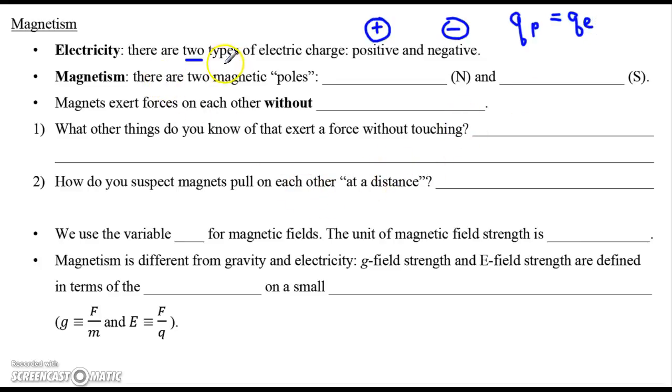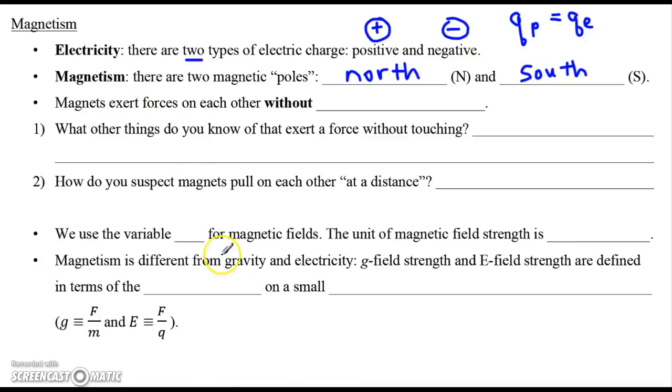In magnetism, there are similarly two different types of magnetic poles. There's the North Pole and the South Pole. Now, unlike charge, there are no carriers of North Poles and no carriers of South Poles. This is a strange idea, but you cannot have a single isolated North Pole by itself, disconnected from a South Pole. If you find one, then you always find the other.